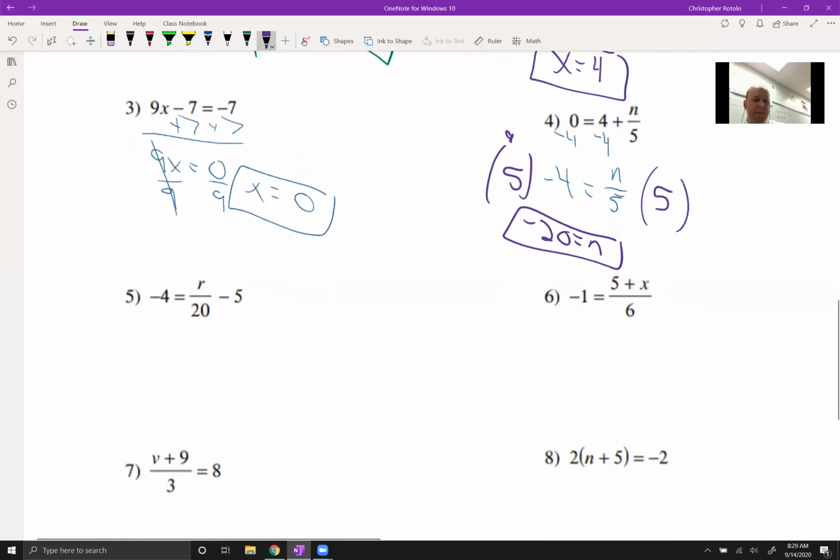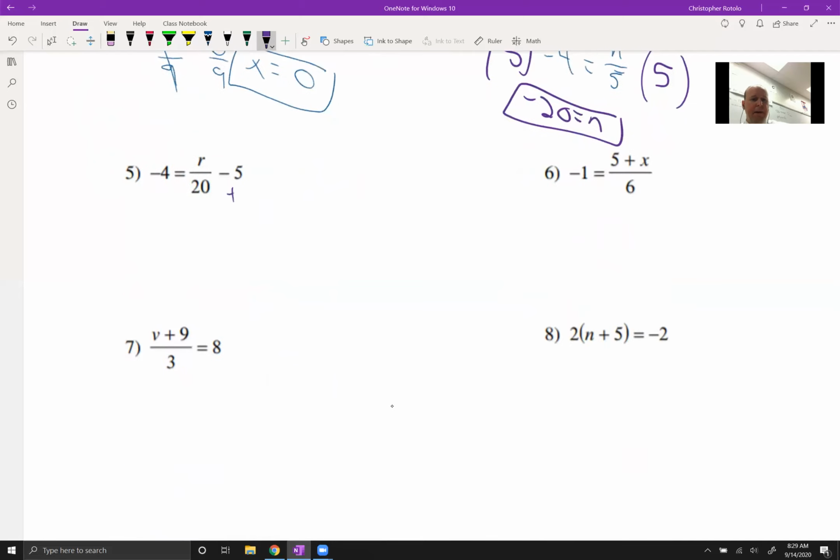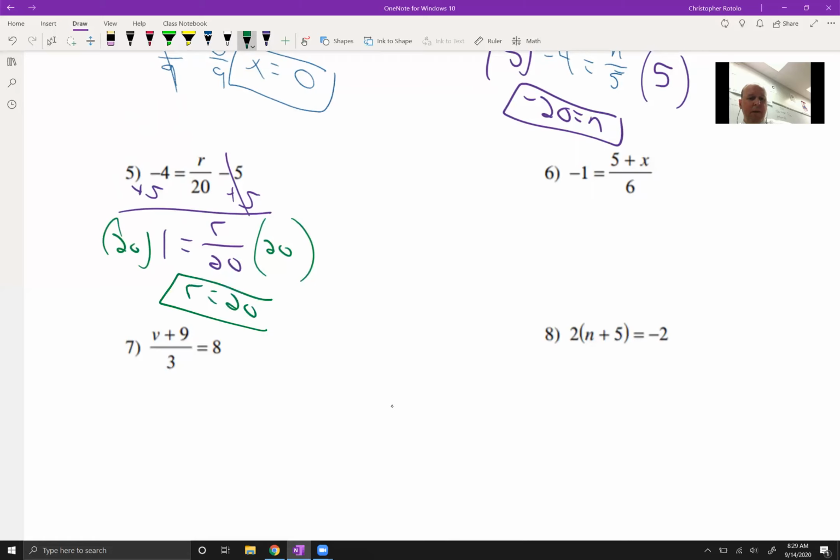All right, we got another one set up this way. Here we go. We're going to add 5. You get in the routine now. R over 20, that equals 1. And how do we get rid of the 20? Multiply by 20. Why? Because it's being divided. So R turns out to be 20.